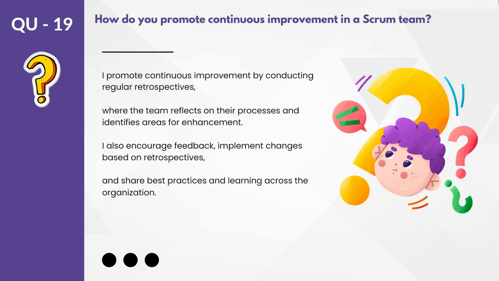Question 19: how do you promote continuous improvement in a scrum team? The first keyword you should talk about while answering this question is the sprint retrospective. I promote continuous improvement by conducting regular retrospectives, where the team reflects on their process and identifies areas for enhancement. When the sprint gets over, we organize the sprint retrospective.